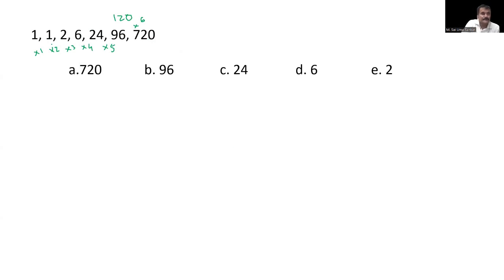Here, 1 into 1 is equal to 1, 1 into 2 is equal to 2, 2 into 3 is equal to 6, 6 into 4 is equal to 24. Satisfied. What is the next number? 24 into 5. What is 24 into 5? That is equal to 120. But what about this number? 96 is there. Suppose instead of 96, 120 is there, then that is the correct answer. So what is the answer? Option B is the correct answer.